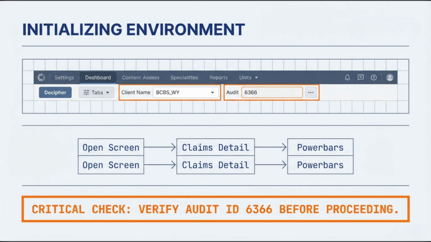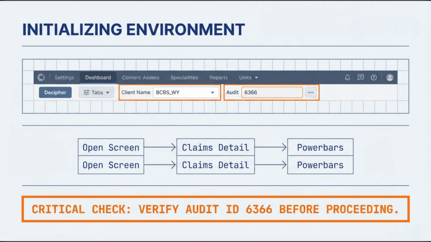What happens next in our process? We open screen, which then funnels directly into claims detail for an in-depth review. From there, those detailed claims feed into power bars for further analysis. Notice the parallel processing? We can often manage multiple claim streams simultaneously, which is super efficient.